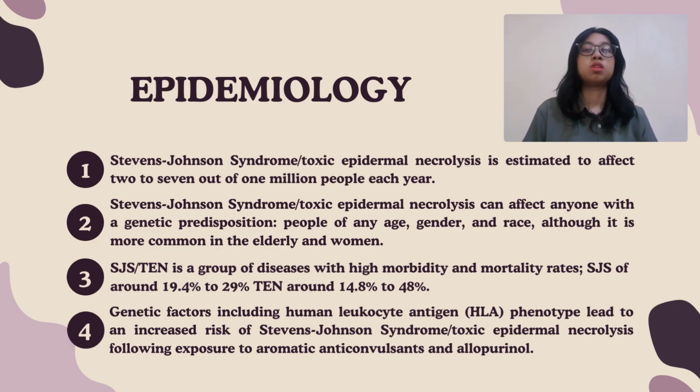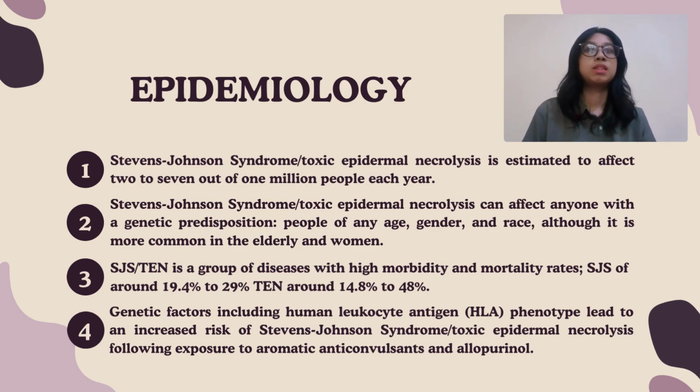So, Stevens-Johnson syndrome, or SJS, or toxic epidermal necrolysis, or TEN, is estimated to affect 2 to 7 out of 1 million people each year. Stevens-Johnson syndrome is 3 times more common than toxic epidermal necrolysis. SJS or TEN can affect anyone with a genetic predisposition, which is people of any age, gender, and race, although it is more common in the elderly or women.